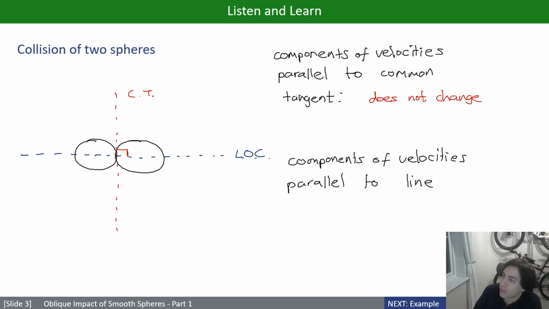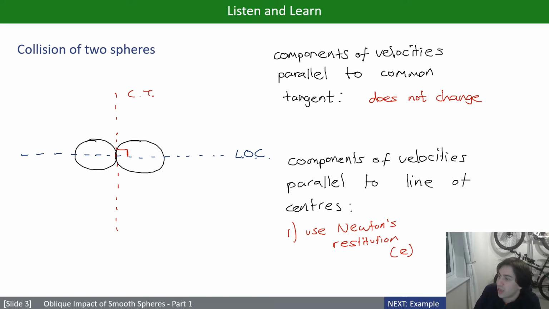Now that's the more complicated one, and for that we can use our two favorites. Number one, use Newton's restitution, so that is E, and you'll use it just with the components which are in that specific direction, and likewise conservation of momentum.